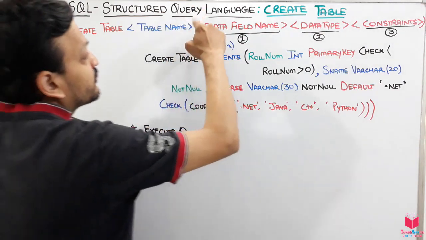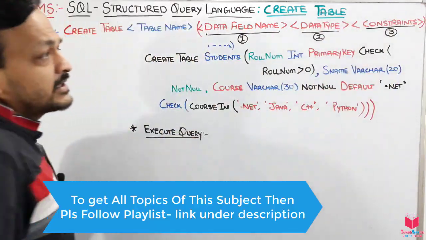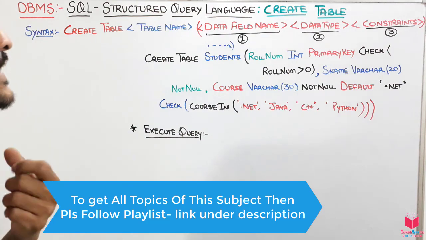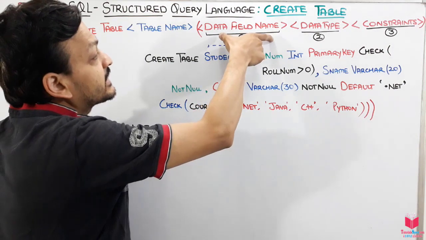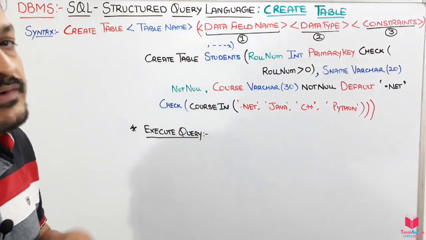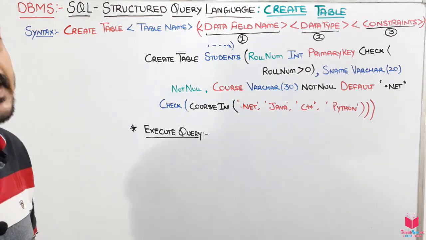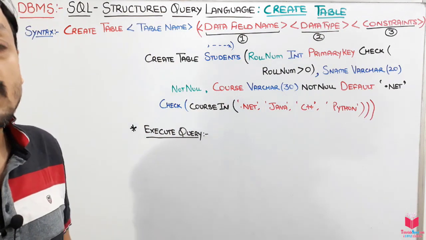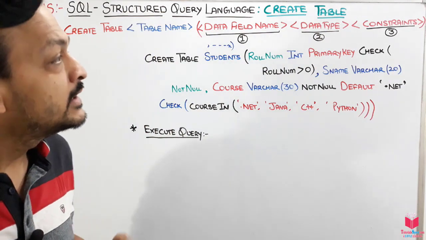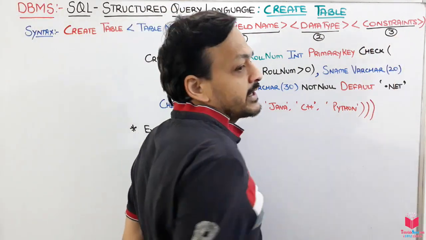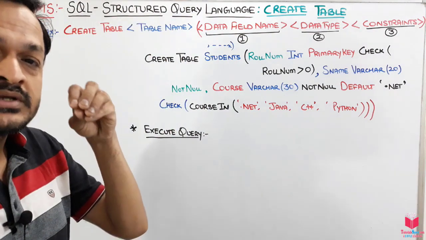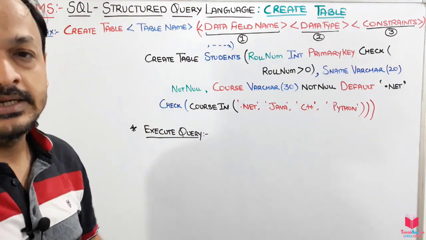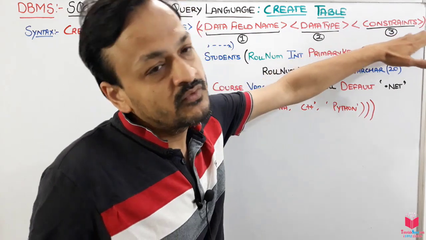Then we have to write brackets, and under that bracket there can be three things. First is the field name. What is the field name? Field name is the attribute of that table. Then we have to write the data type of that attribute. Third is constraints, that is, the rules or restrictions on that field are known as constraints. So we have to write them.